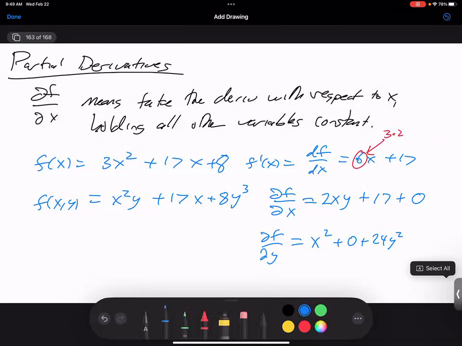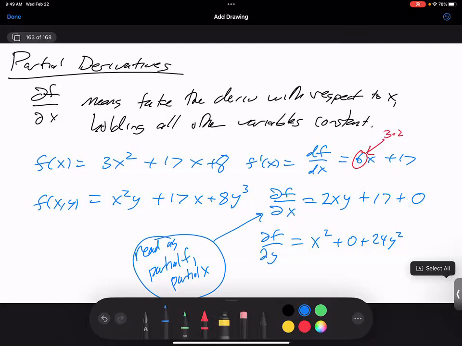And it kind of makes sense. What we're doing is keeping all the other variables constant, so I really reduced it to a one-dimensional problem. It's just, what's the notation? The notation df dx generalizes better to partial f, partial x, read as partial f, partial x.